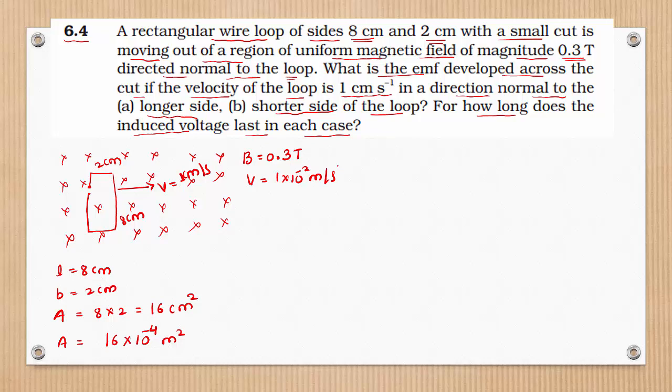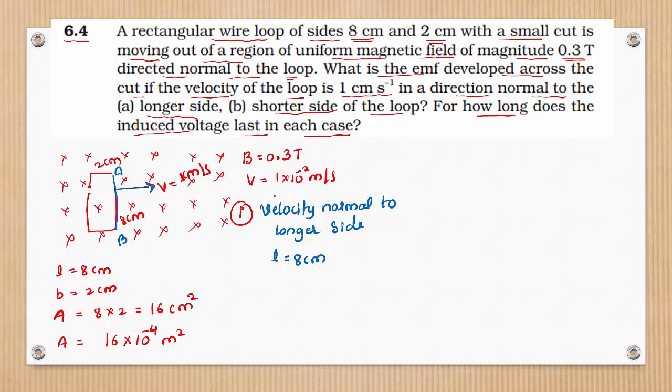These are the givens. But there are two cases here. I am going to solve the first case. The first case is all about velocity normal to the longer side. So longer side means we should consider length 8 cm, because the loop is moving normal to this longer side, right? Velocity is normal to the longer side. So here we can take the part AB. So we can take the length as 8 cm.